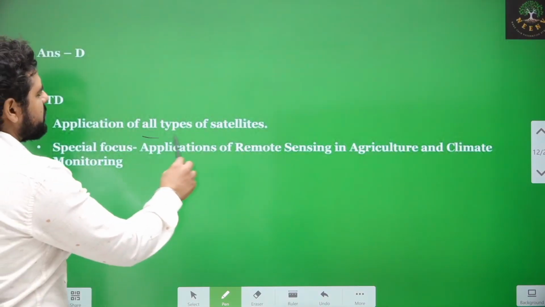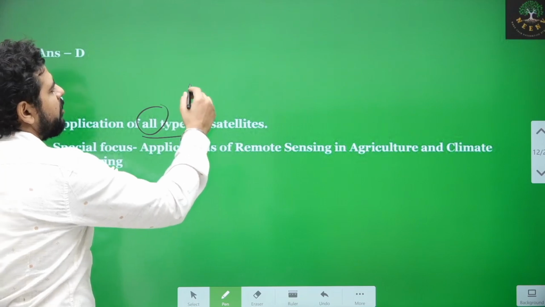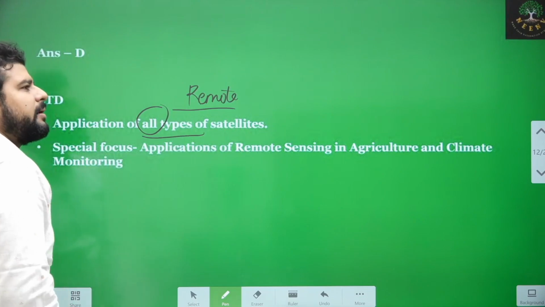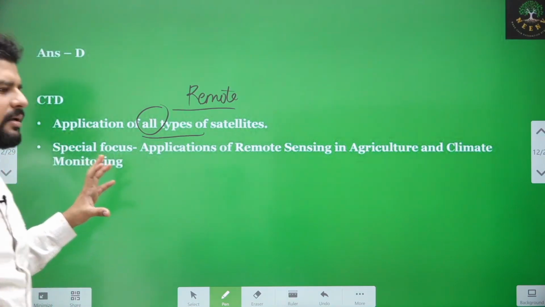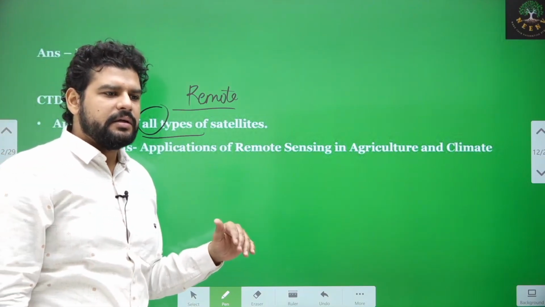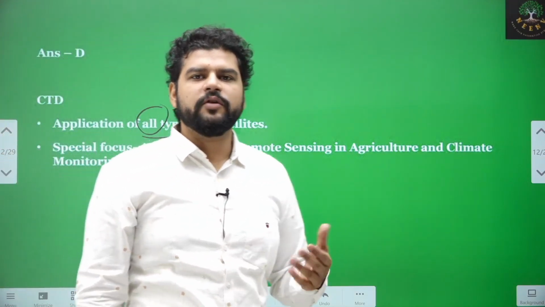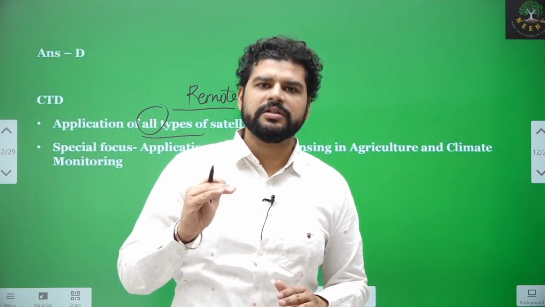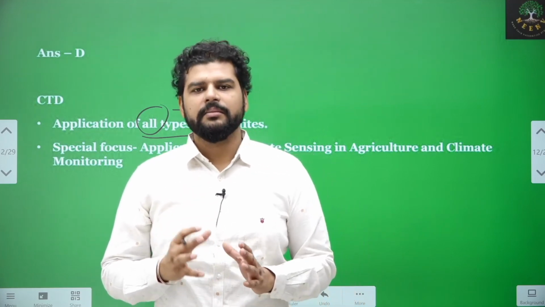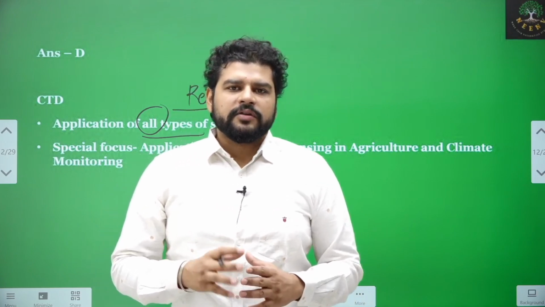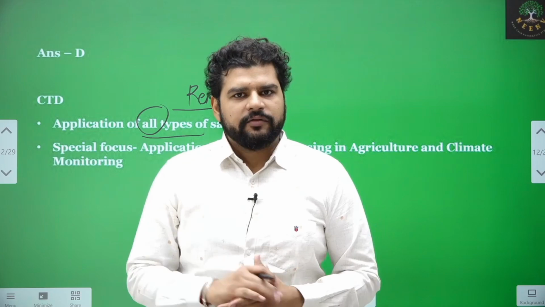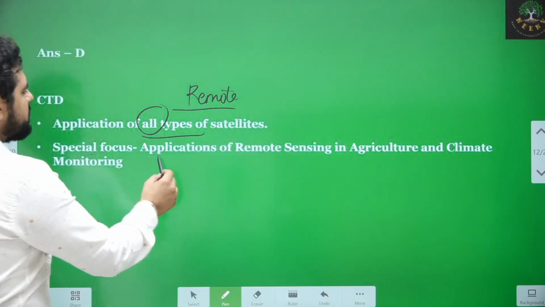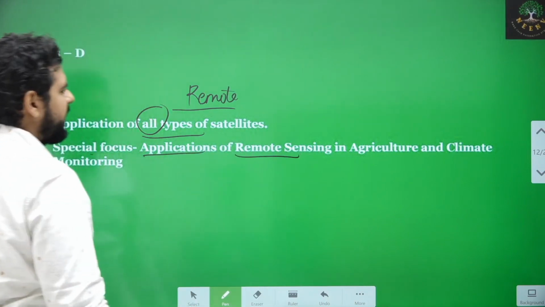Connecting the dots, applications of all types of satellites, right? Not just remote sensing, but communication also. Remember, nowadays even low Earth orbit is being used for communication. Okay, now read about this, because usually we use the geostationary or geosynchronous orbit, but nowadays a lot of satellites are being placed in the low Earth orbit for communication purposes. Read about this. This is a homework. Special focus on applications of remote sensing, right, in agriculture and climate monitoring.